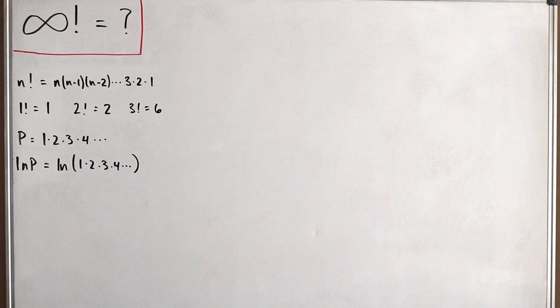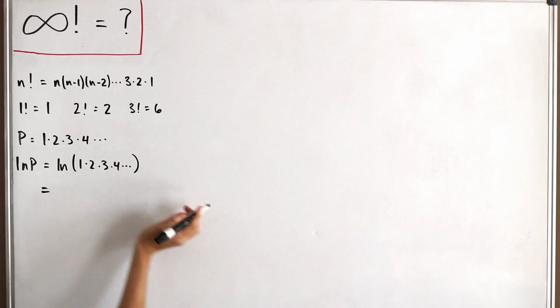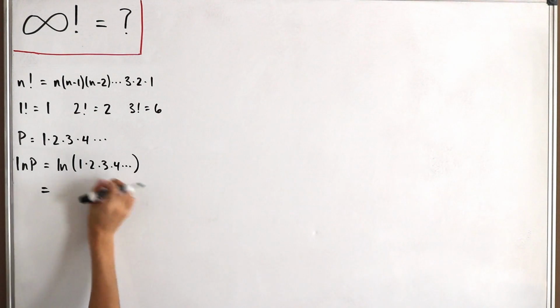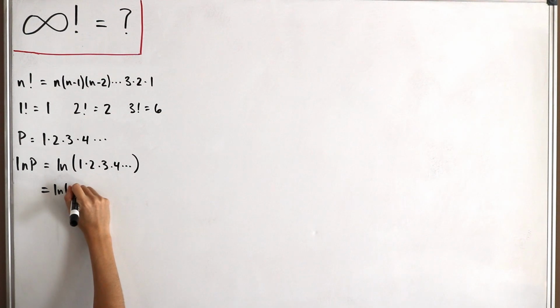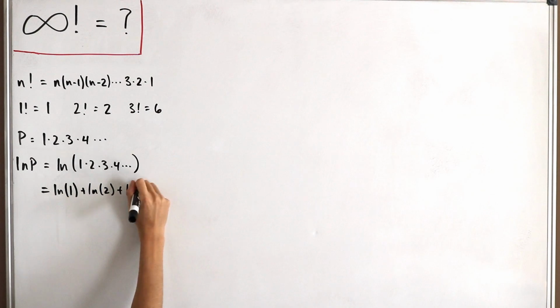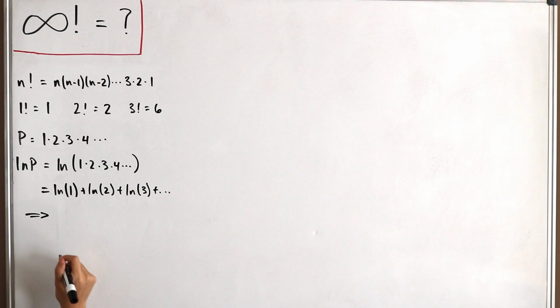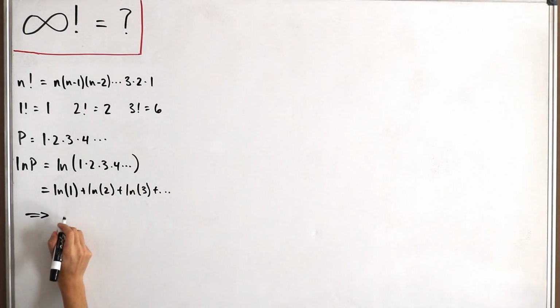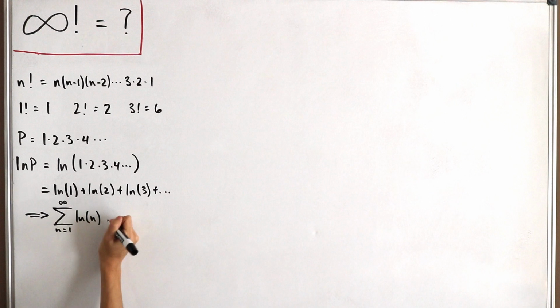And then from here, you could use the rules of natural logs and write this as a sum of natural logs, since the expression inside forms a product. So here we have the natural log of 1, plus the natural log of 2, plus the natural log of 3, and then you just keep going, until you realize that with this you can form an infinite sum. What that comes down to is the infinite sum of the natural log of n.